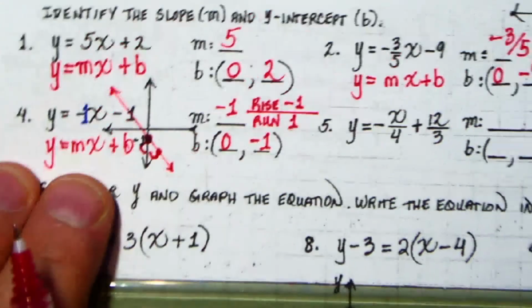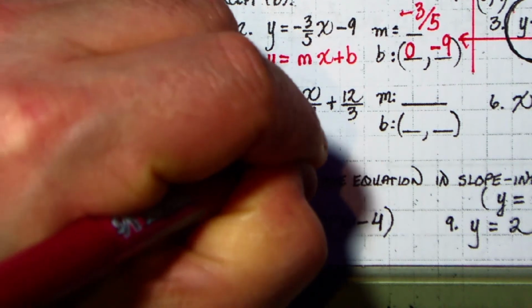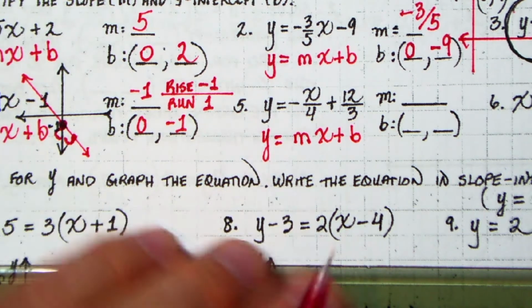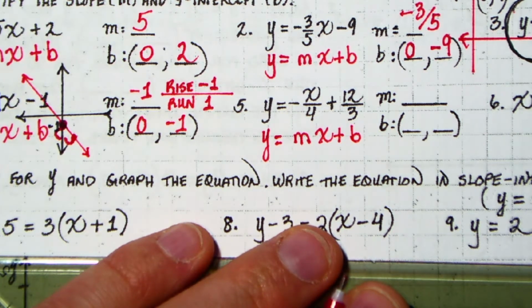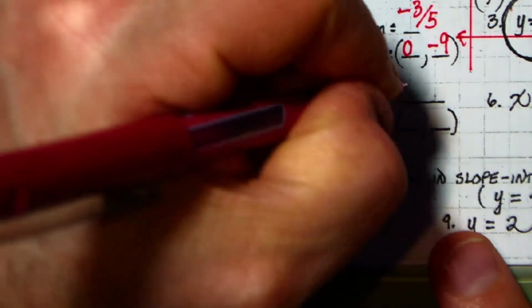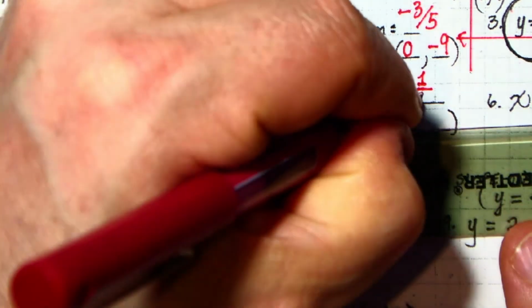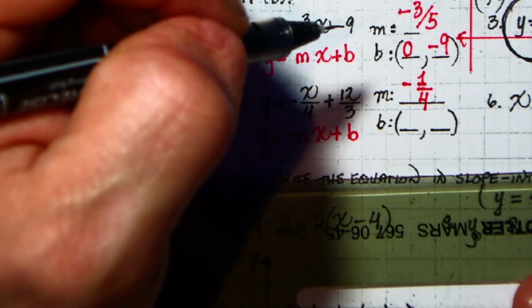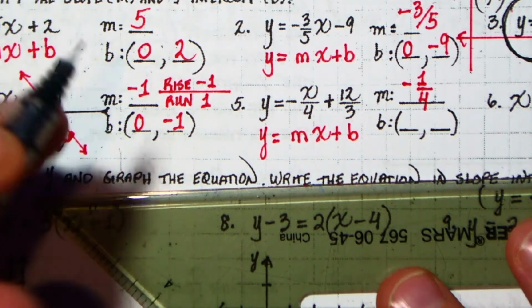Now, over here on number 5, it actually is in y equals mx plus b form. But the m is weird. What is m? Lovely. I heard everyone in chorus say negative 1 over 4. So what is the rise and what is the run? Leilani? 100% correct.